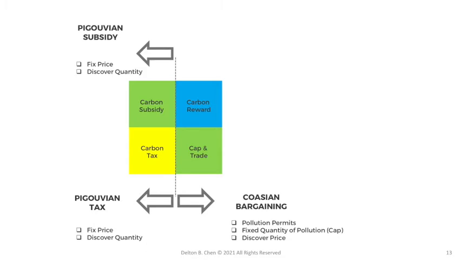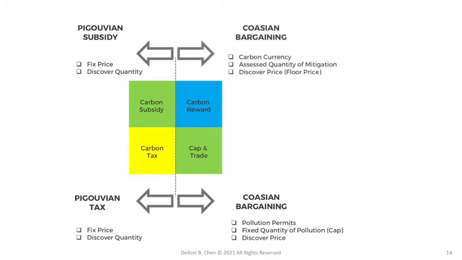Now, let's consider the carbon reward. Here we're using a carbon currency to reward the climate mitigation services that are needed to achieve a specific climate mitigation objective. A specific positive externality is defined: the provision of preventative climate insurance.